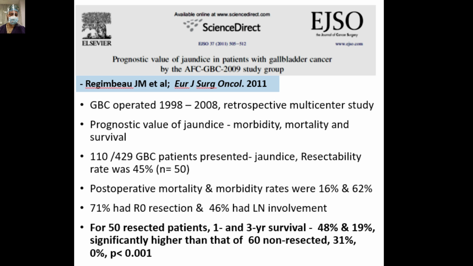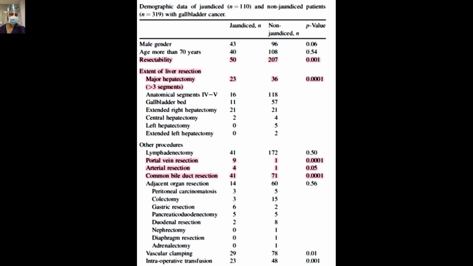So that means if we can resect the patient with jaundice, then we should give a reasonable chance, because that is the only curative option or only hope for long-term survival. But remembering that these patients have poor overall survival and higher mortality and morbidity, that needs to be explained to the patient. So this is the data from the same paper.